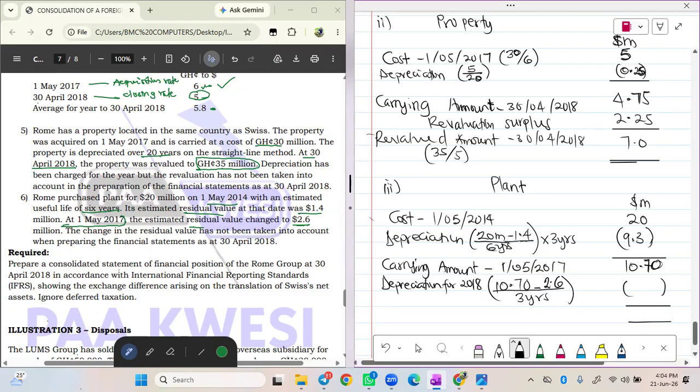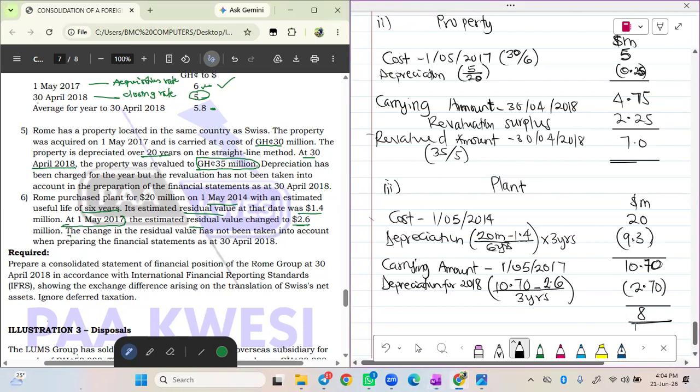2.7. So the last statement, okay, so this one will give us 8, right?